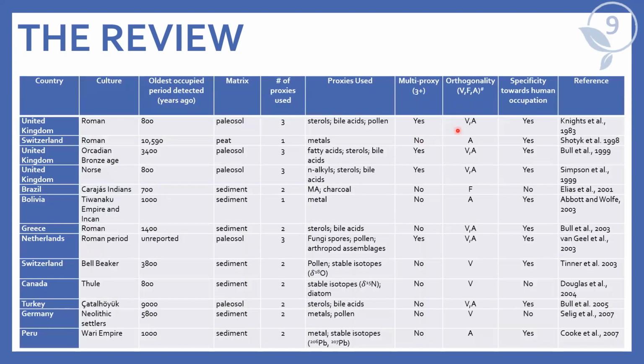And this here is just a subset of the papers that I would extract. So you'd have the reference here. And this is an example of the metadata that I would collect out of each one, including the country where the sampling occurred, the culture that was under investigation, what was the oldest occupied period detected from the samples, whether it was paleosol or sediment cores or peat cores that were used, how many proxies were used, and what kind of proxies they were, so sterols, bile acids, or pollen. Were multiple proxies used? And I'll discuss orthogonality later.